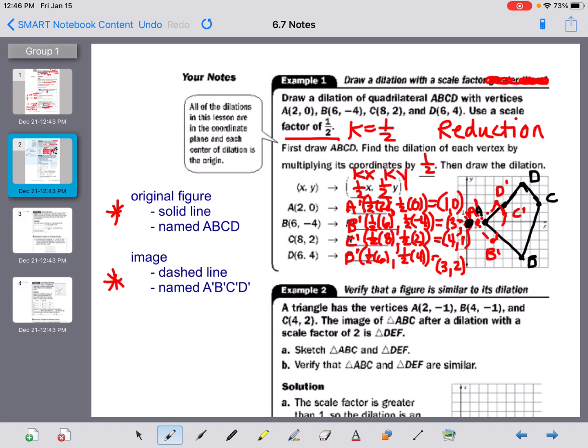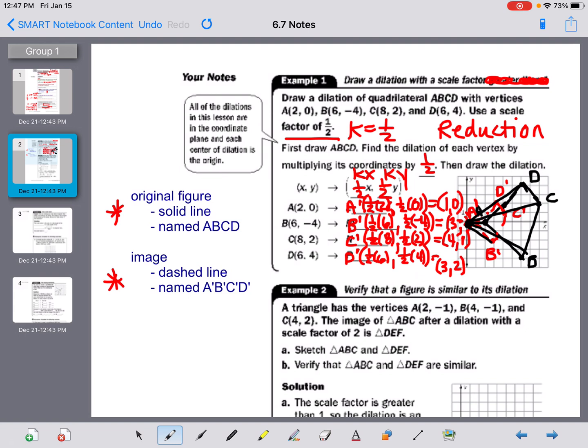Think about what it's doing if this had strings attached to every vertex. Oops, that wasn't a very straight line. What a dilation does is, from that center, it takes that figure and pulls on those strings and pulls it closer. The closer it can pull it, the smaller it gets. So I'm not only making it smaller, but I'm pulling it closer to its center. That's why this new red figure is not inside my old figure, but it's also closer to the center of dilation, which is the origin.